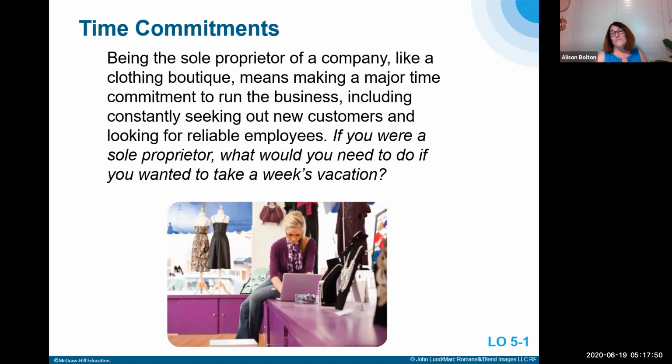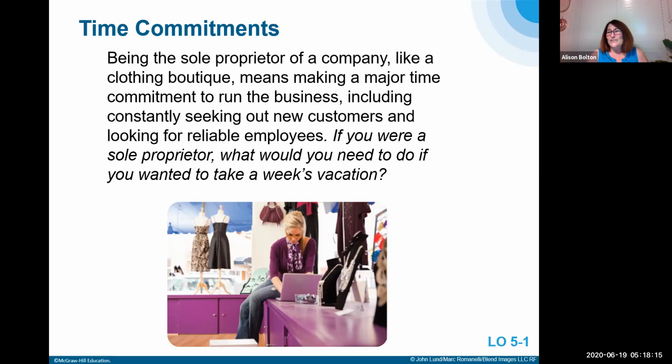I had mentioned time commitments, and this is something to really think about. How much time do you have to give to the business? Every business owner in the beginning could be working 60, 80 hours a week to get going. So the real question is, if you were a sole proprietor, what would you need to do if you wanted to take a week's vacation? Think about that. When could you do that?